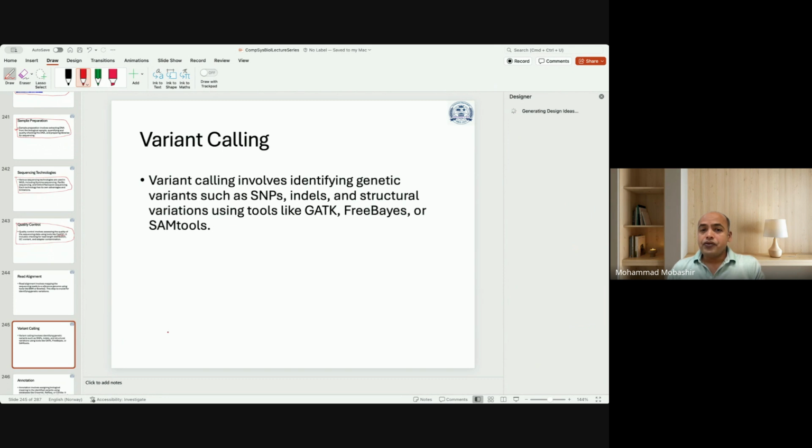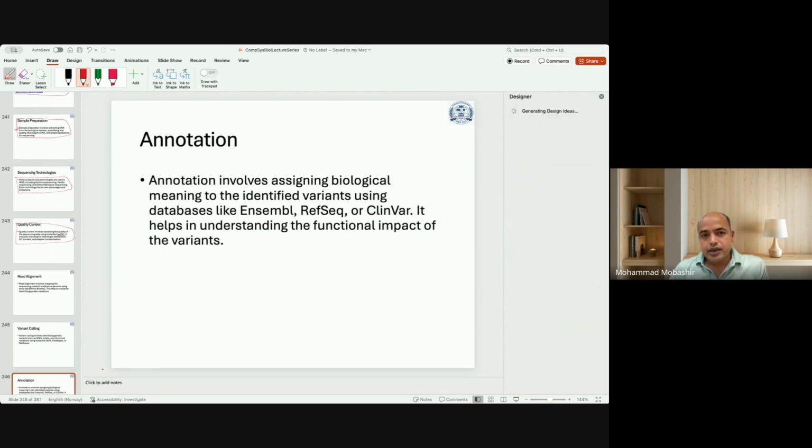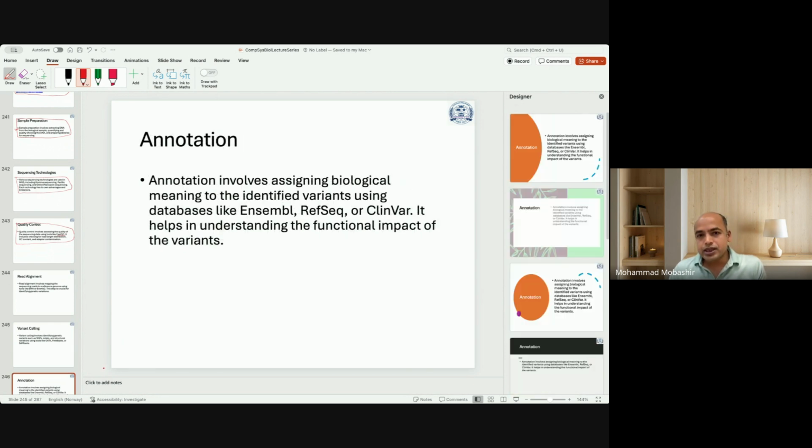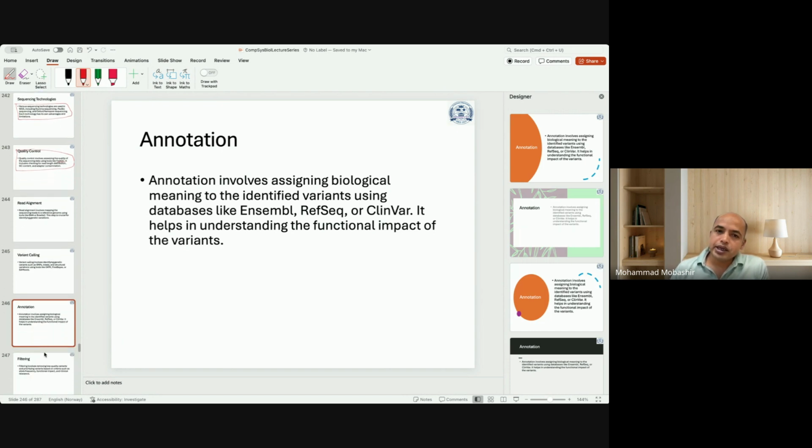Then if it is WGS or WES, you need to go for variant calling. This is a new step, which I have not explained in RNA-seq data, so I will be explaining it. Then again, the annotation part remains the same for all NGS data in the end.